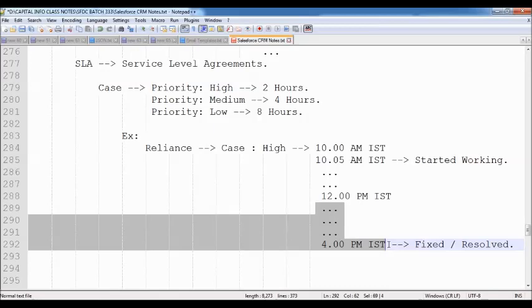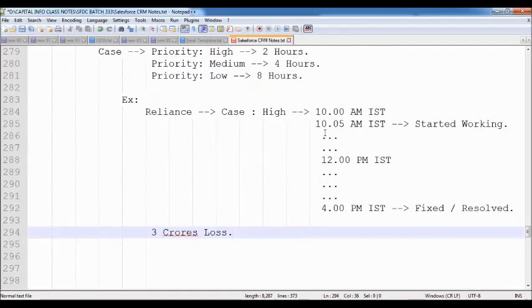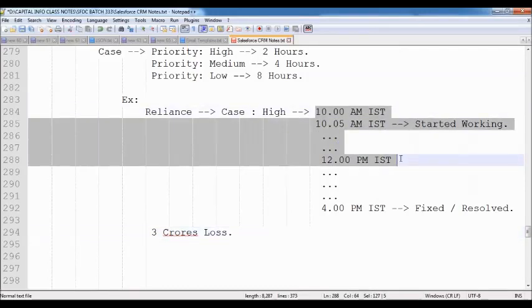In these 4 hours, Reliance people got some 3 crores of loss. Then who is responsible for this loss? Who is the responsible person for this 3 crores of loss? If GE people were able to resolve the problem within 2 hours, then there is no loss.